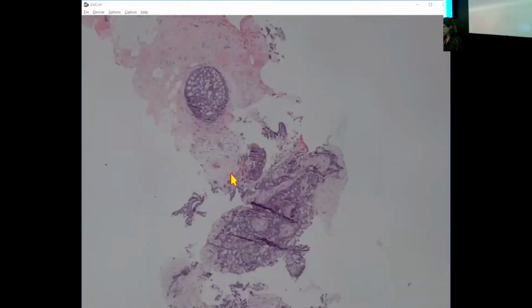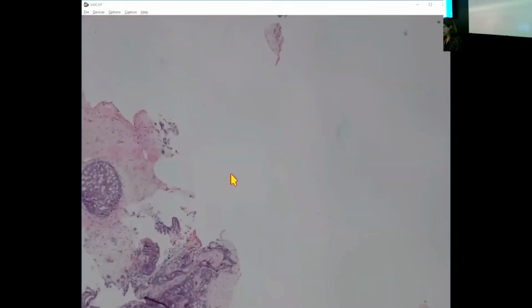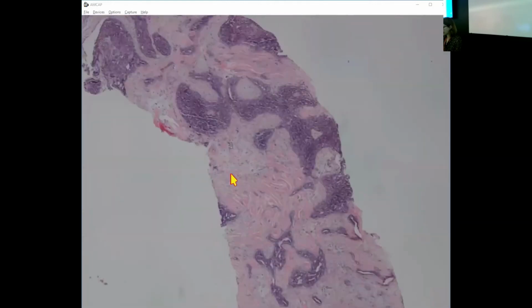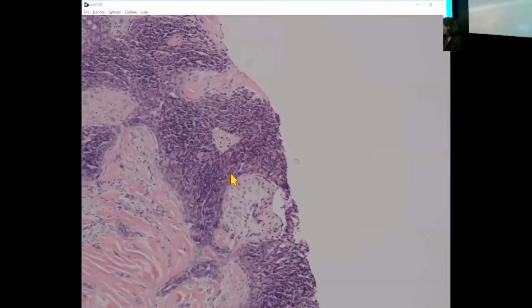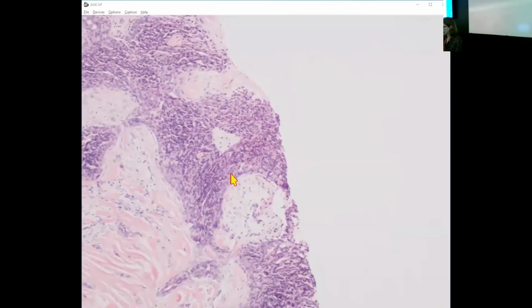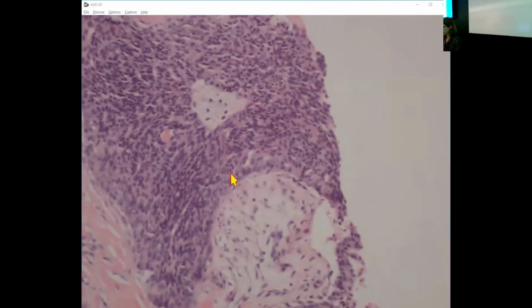So this would probably get excised because it's a bit of a mess and may have been symptomatic, but not necessarily nowadays. This is a really nice area of streaming of the epithelial cells. Area of usual ductal hyperplasia.